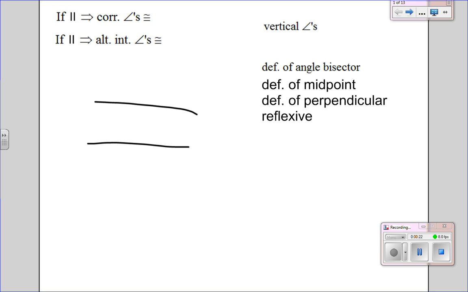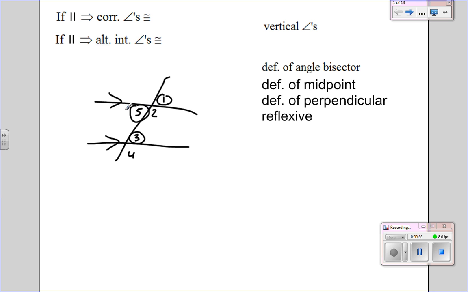If you recall back to our lines that were parallel and cut by a transversal, let's say I have angle 1, 2, 3, 4, and 5 here. If the lines were parallel, then corresponding angles were congruent. So for example, angle 1 was congruent to angle 3 because those are corresponding angles. Also, we learned that if lines are parallel, then alternate interior angles were congruent. So angle 3 would have been congruent to angle 5 because those are alternate interior angles.